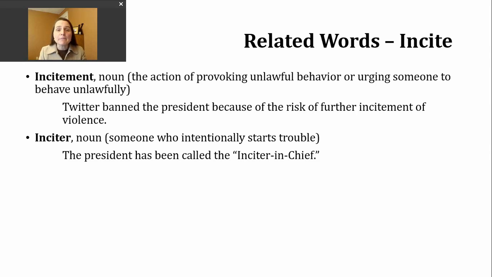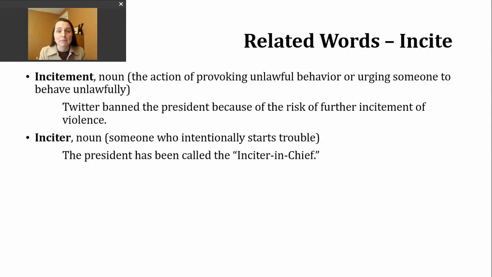Here is an example of incitement that, again, comes from a newspaper report. Twitter banned the president because of the risk of further incitement of violence. So further additional action of provoking violent behavior. Another word that you might hear is inciter. This is a noun. It means someone who intentionally starts trouble.